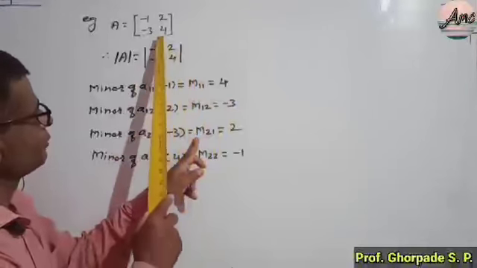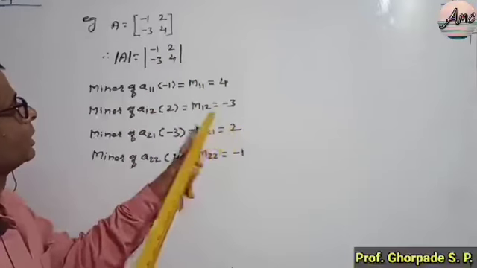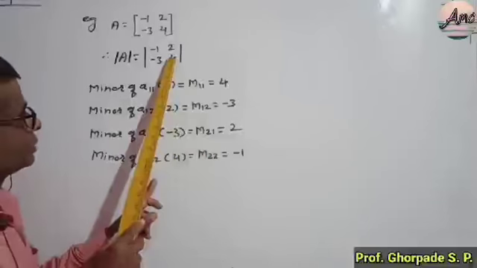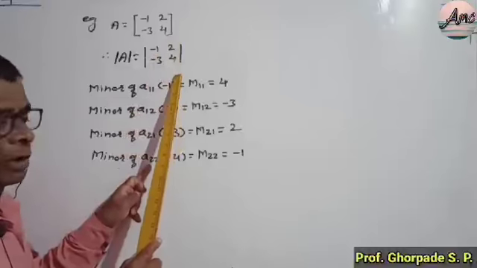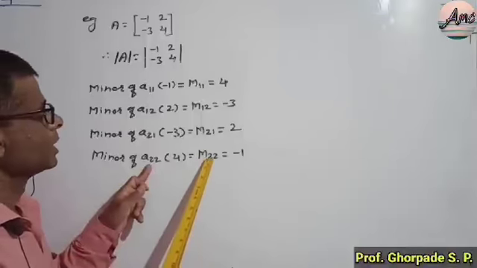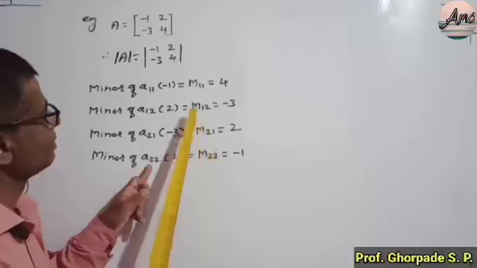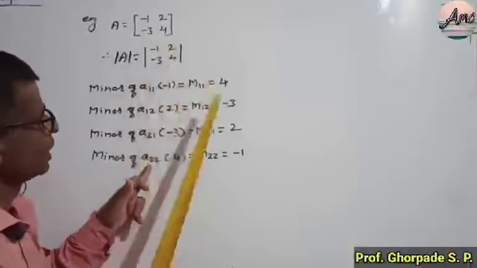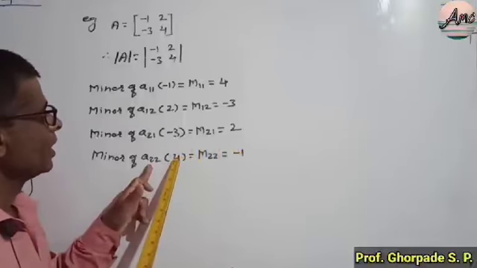If we delete second row first column, we will get 2. This 2 is considered as the minor of minus 3. Similarly, now this 4 is present in second row second column. The minor of A22 is denoted by M22, which is obtained by deleting the second row second column. If we delete second row second column, you will get minus 1. This minus 1 is considered as the minor of 4.